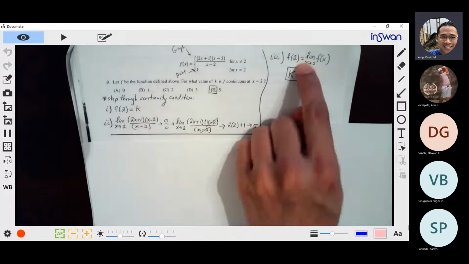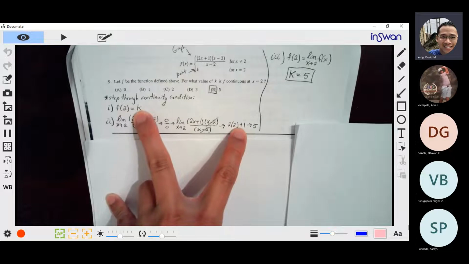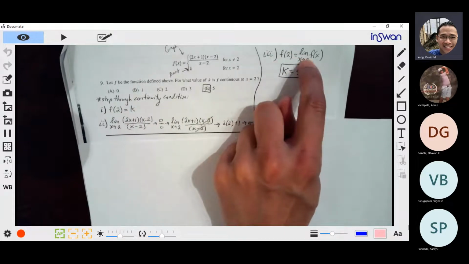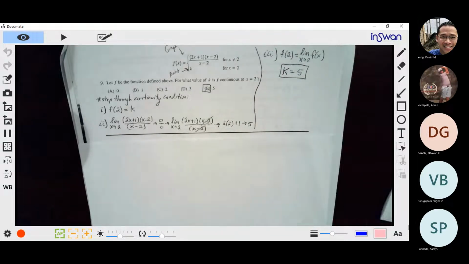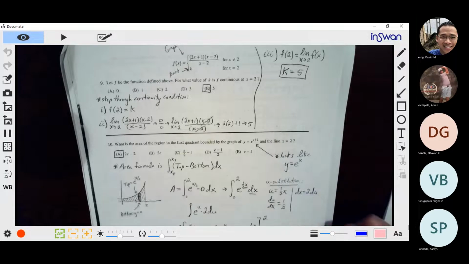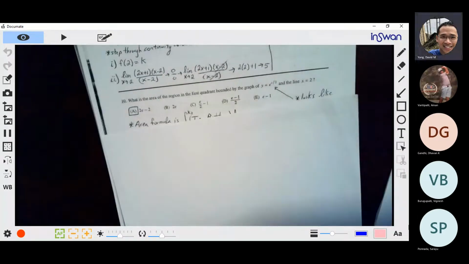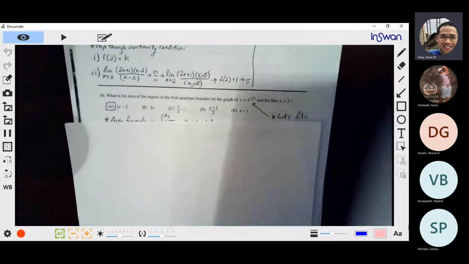So in order for the third condition to pass, we need the first two to be in agreement. So if we want to guarantee that this function is continuous, we can say k is equal to 5, because if k is equal to 5, then f of 2 is going to be equal to the limit as x approaches 2. Okay, number 10, maybe I can work this out from scratch.